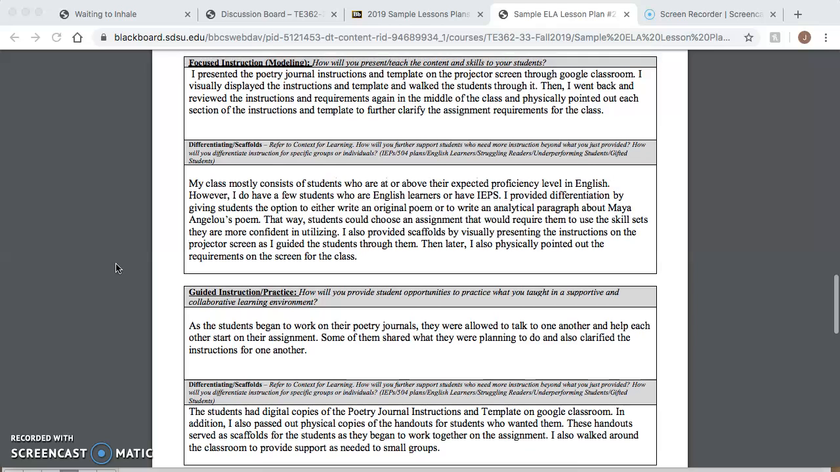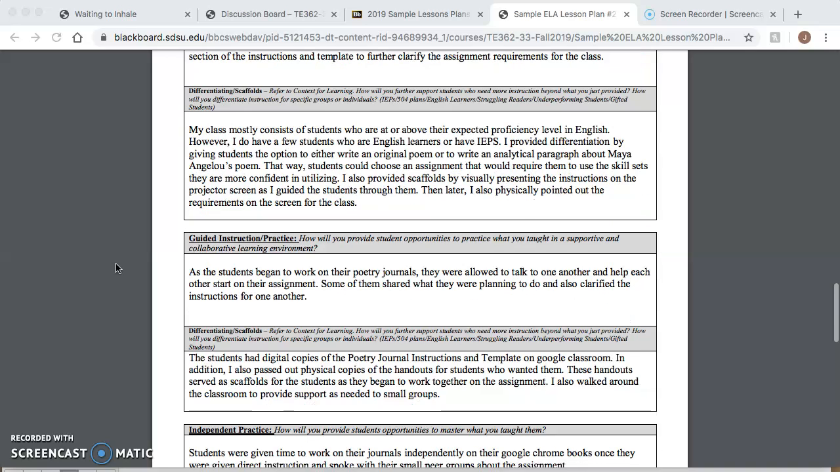And so in the focus instruction modeling, we kind of just talk about how we're going to be approaching the lesson. Is the teacher going to be talking, are the students going to be going through discussions, or will they just be listening? And going for the differentiating and scaffolds, we just basically are seeing how we can address students with IEPs or 504s, what our lesson plan is going to be like, and how we can modify it for students that may need further assistance.